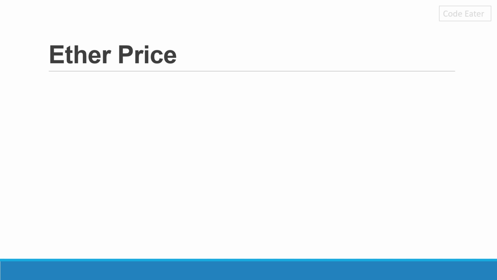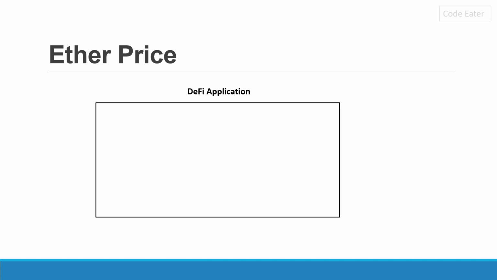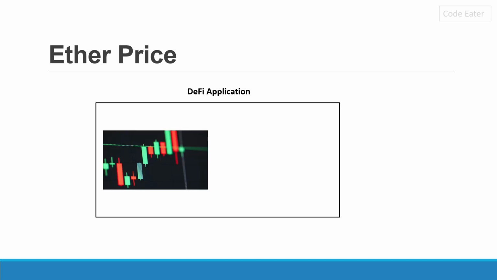Now let us understand how this ether price fetching takes place when we are using an oracle, and then we are going to code this smart contract and fetch the real-time data of the Ethereum price. So let's say this is your DeFi application that you have created. This is your front end, a beautiful front end which reflects the prices of all the cryptocurrencies, and then you will connect this front end with your smart contract.